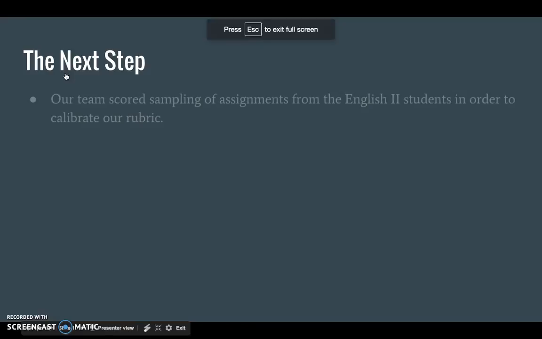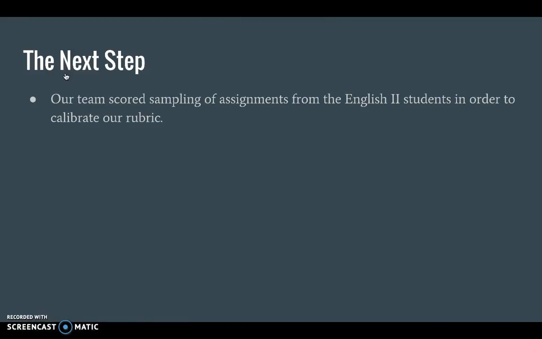So the next step from that point is that the team would take a sampling assignment from all of the English 2 students in order to calibrate our rubric. So just based on the eye test, they might try to pick out 3 or 4 high, medium, and low assignments. And then we would look through them together, decide where they fell in the rubric.